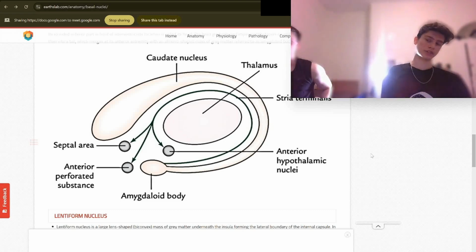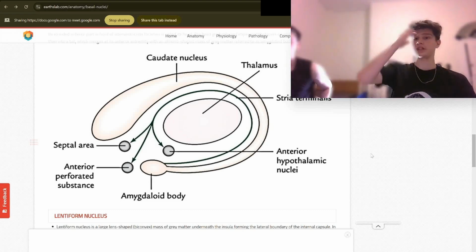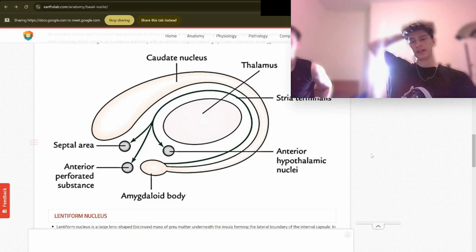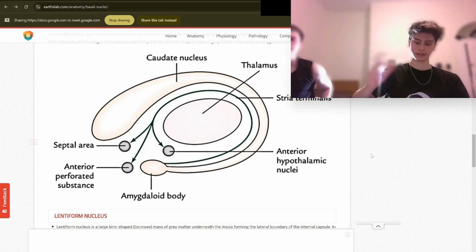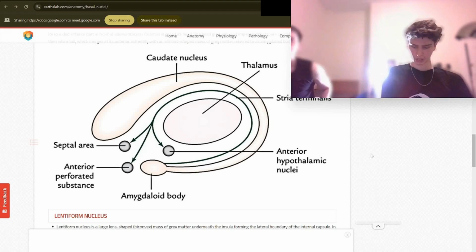The internus and the externus are important because the internus will communicate directly with the cortex through a thalamic projection. And the externus will communicate bilaterally, back and forth, with the subthalamic nucleus. And also, the substantia nigra will play a role in some of these pathways.